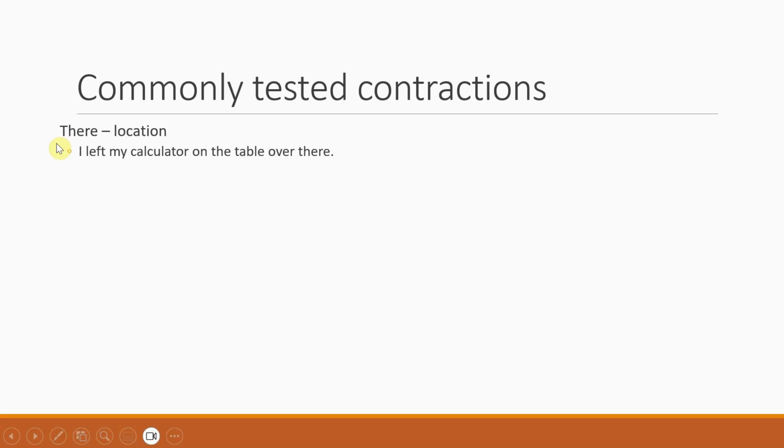So next, let's go to there, they're, and their. So THERE is not possession or a contraction, it's just a location. So I left my calculator on the table over there. Next we have the contraction, there with apostrophe RE. That is the contraction for they are, with the apostrophe indicating I took out the letter A. So let the contractors do the job. They're the professionals. They are the professionals.